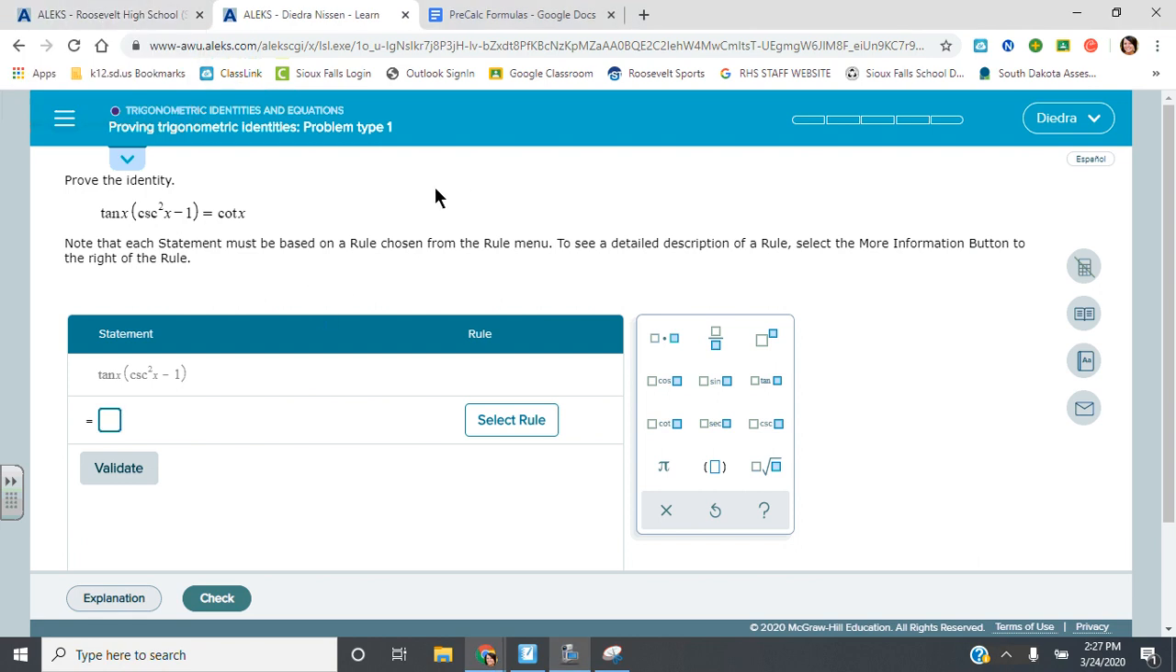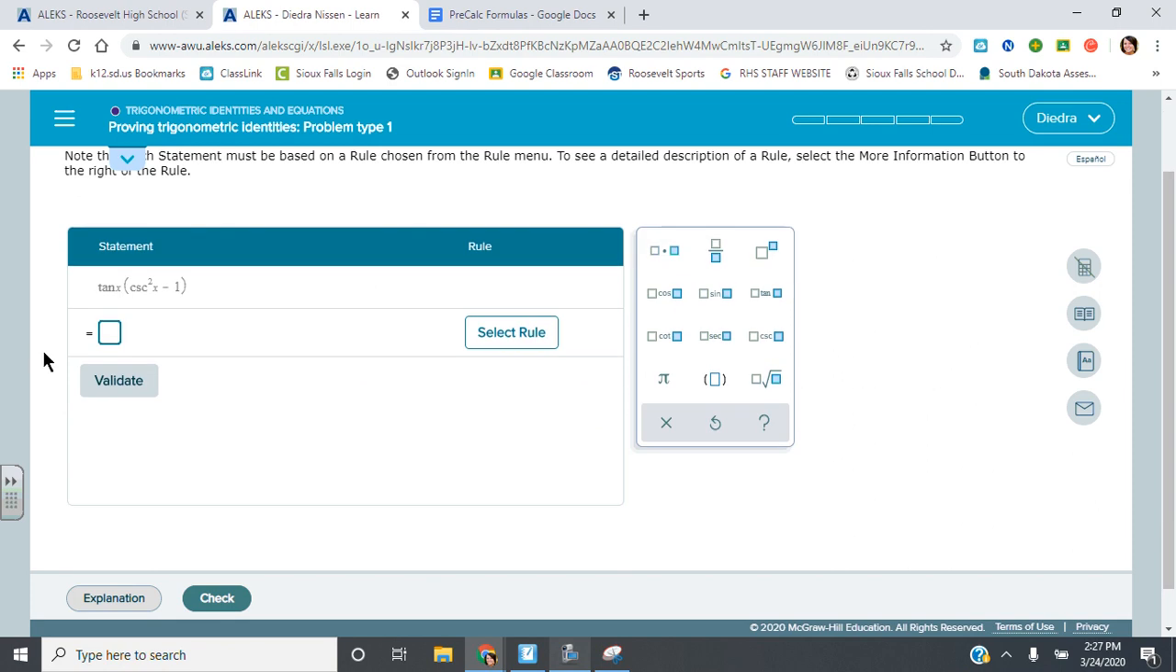All right, I'm going to show you how to do the proving trigonometric identities problem type 1. This is similar to the verifying of identities, where you want to get the left-hand side to equal that right-hand side. Now, the difference between this type of problem setup is that they are going to have you show your work on that left-hand side and then also select the rules on the right-hand side.